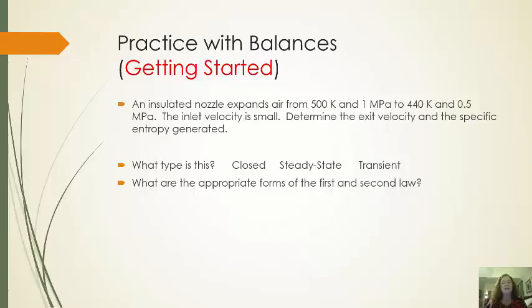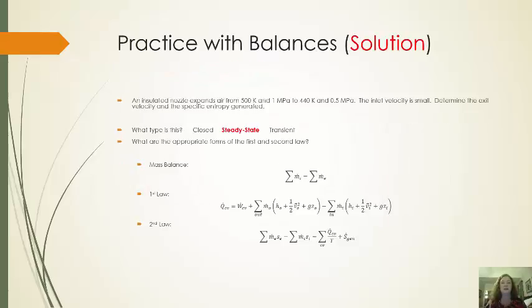So then I need to ask the second question: what are the appropriate forms of the first and second law? Well, we've got the slides earlier. So I know it's steady state, and I know that means the first and second law equations are these right here. Mass in equals mass out, so the mass flow rate is going to be the same at the inlet and the outlet. Here I have the first law, heat transfer. Oh wait, it was insulated, so that's 0. Work always requires moving parts. There are no moving parts here, so that's going to be 0.